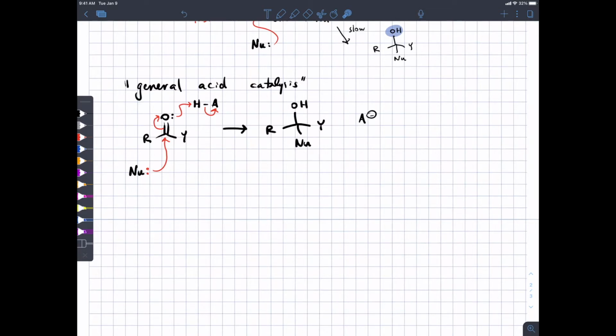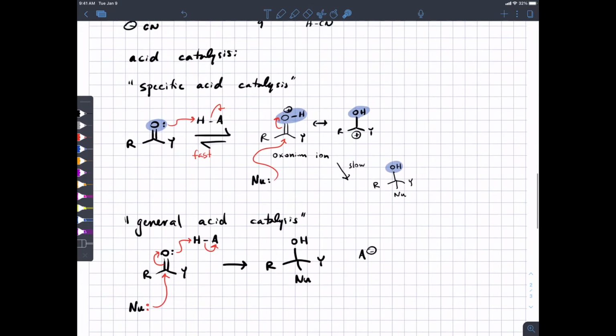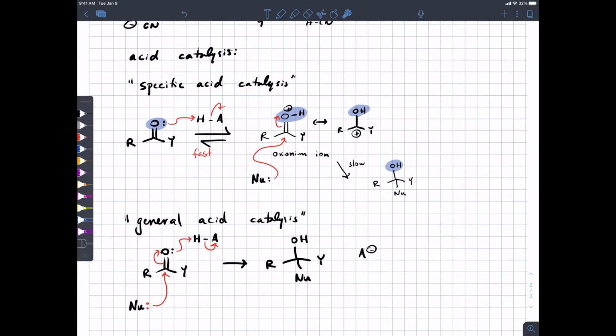Questions? Yeah? So it could either happen in two steps or one step? Is that what we're saying? Yeah, the difference between these two is a fast protonation step followed by a slow addition step, the nucleophile adding, versus concerted, all at once.